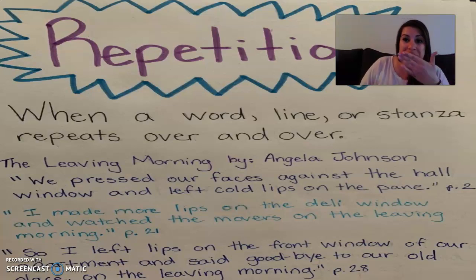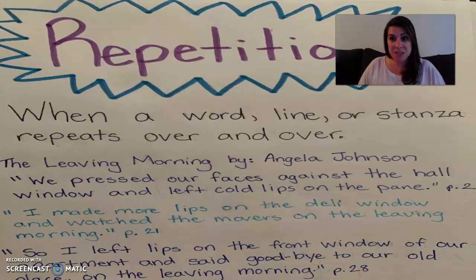If you've ever kissed a window on a cold day, you can see the outline of your lips. On page 2, they left their lips in the apartment on the window. On page 21, they left their lips on the window in the deli across the street. And then on page 28, they're leaving their lips again on that window. And this repetition is important because the author is really trying to tell us something.